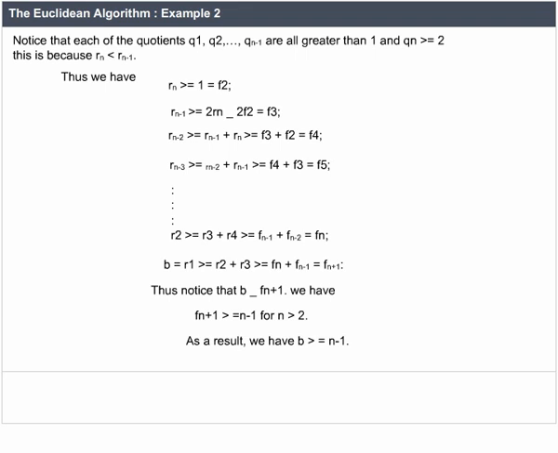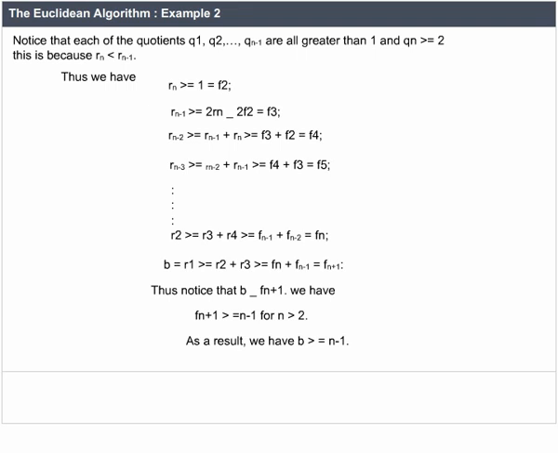Then R(n-2) is greater than or equal to R(n-1) plus Rn, greater than or equal to F3 plus F2, equal to F4. R(n-3) is greater than or equal to R(n-2) plus R(n-1), greater than or equal to F4 plus F3, equal to F5, etc. R2 is greater than or equal to R3 plus R4, greater than or equal to F(n-1) plus F(n-2), equal to Fn. B equal to R1 is greater than or equal to R2 plus R3, greater than or equal to Fn plus F(n-1), equal to F(n+1).